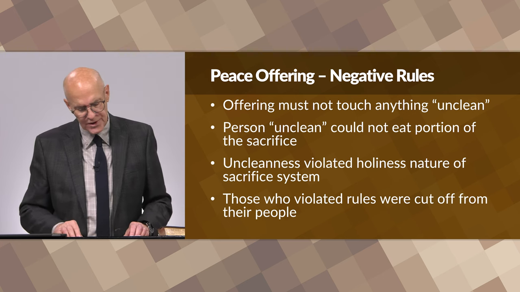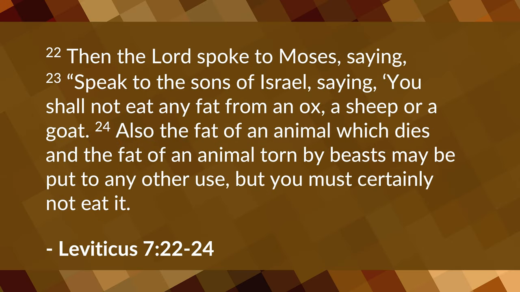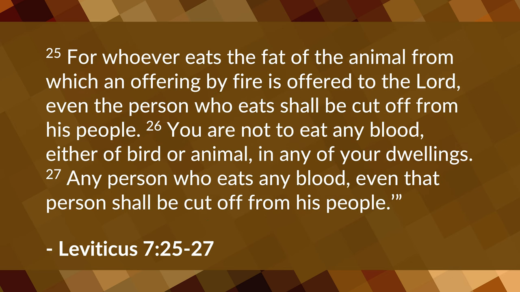We continue to read in chapter 7, verse 22. It says, "Then the Lord spoke to Moses, saying, 'Speak to the sons of Israel, saying, you shall not eat any fat from an ox, a sheep, or a goat. Also the fat of an animal which dies, and the fat of an animal torn by beasts, may be put to any other use, but you must certainly not eat it. For whoever eats the fat of the animal from which an offering by fire is offered to the Lord, even the person who eats shall be cut off from his people. You are not to eat any blood, either of bird or animal, in any of your dwellings. Any person who eats any blood, even that person shall be cut off from his people.'"